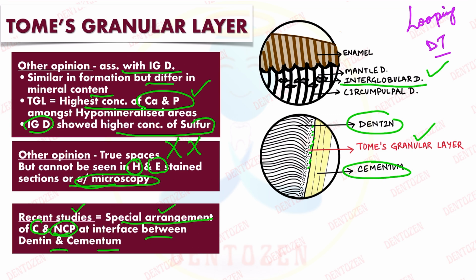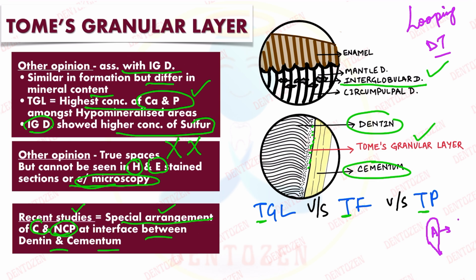Now here we come with important short note. Sometimes you can be asked, what is Tom's granular layer, what is Tom's fiber, and what is Tom's process. So you have to compare these three structures. All these three are different. In all three there is the name Tom's, but all three are different. How they are different, let's see. Now Tom's process is the distal process of ameloblast cell which forms enamel. Tom's process is the process of ameloblast.